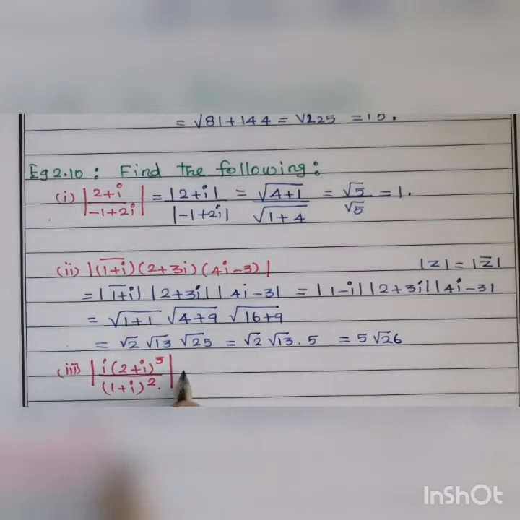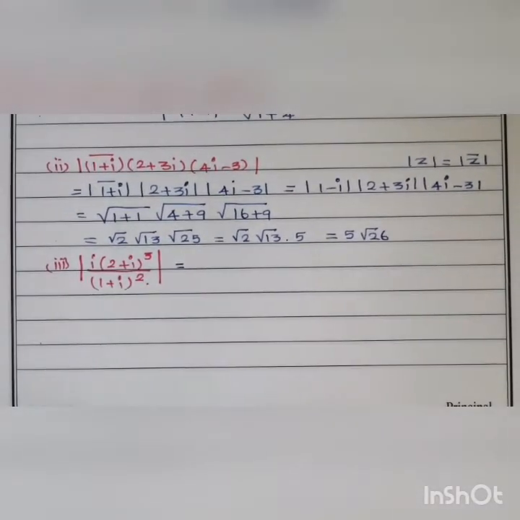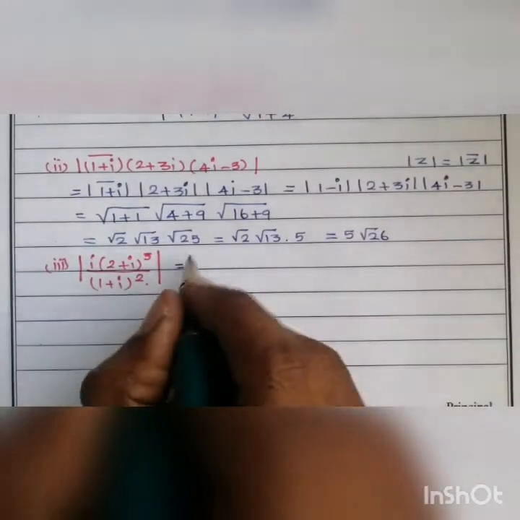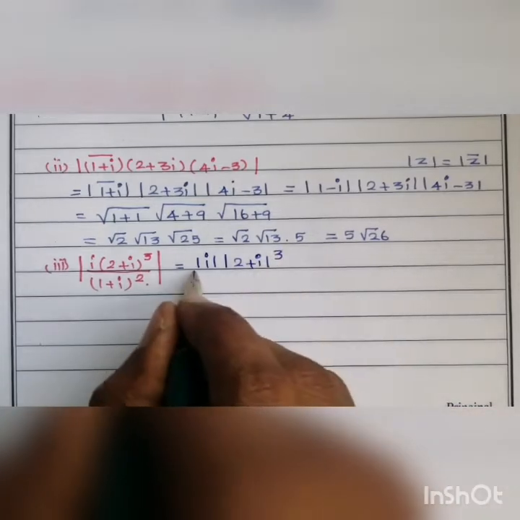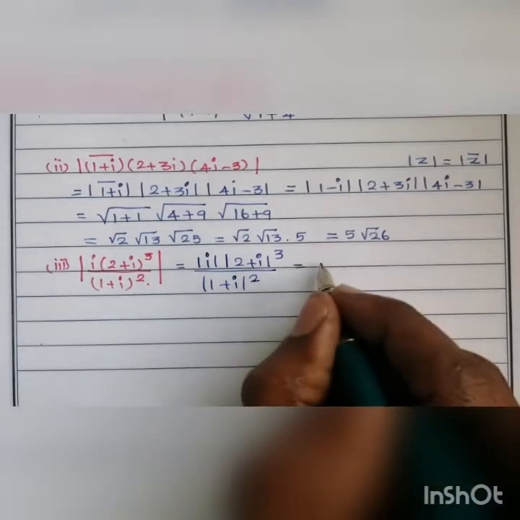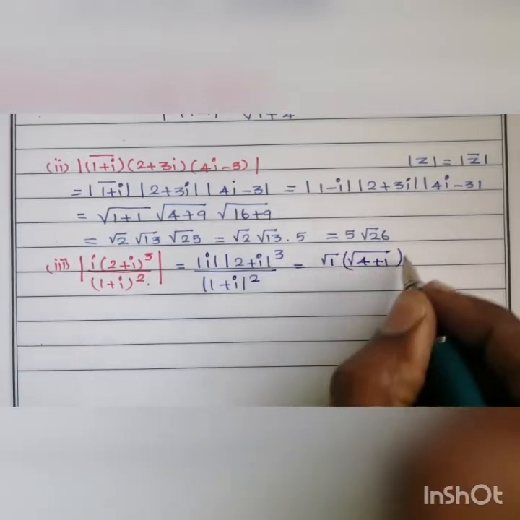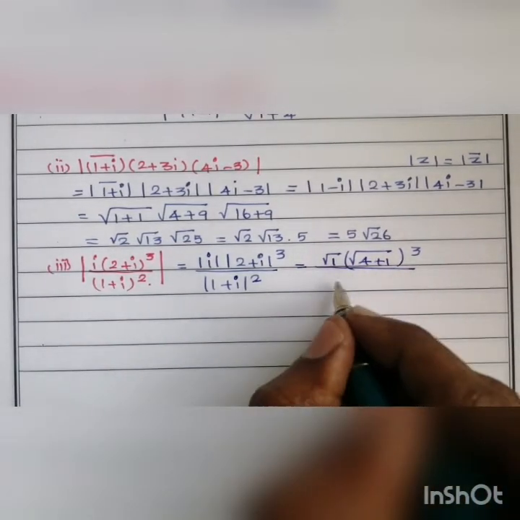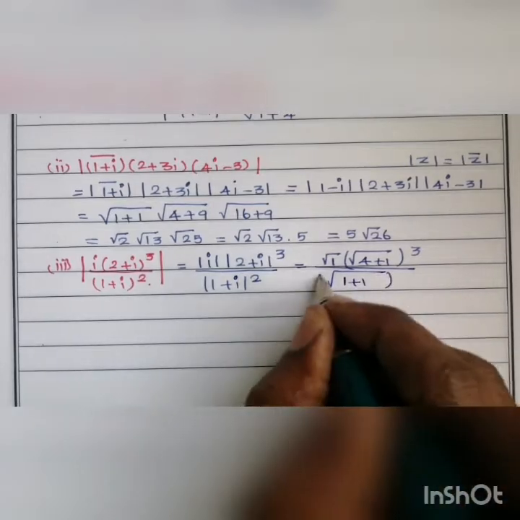Okay. Then the third one: modulus of i into (2 plus i) the whole cube divided by (1 plus i) the whole square. So, first, modulus of i into modulus of (2 plus i) the whole cube divided by modulus of (1 plus i) the whole square. That is equal to root 1 into root of (4 plus 1) the whole cube divided by root of (1 plus 1) the whole square.